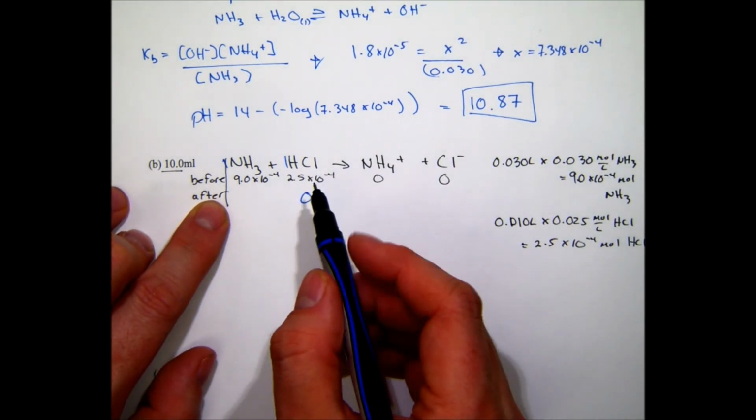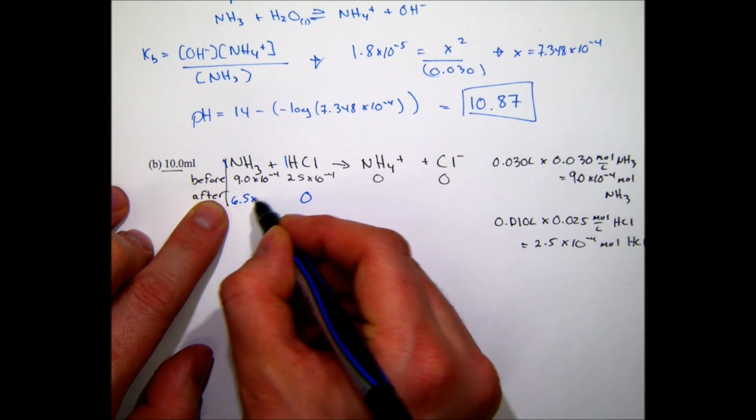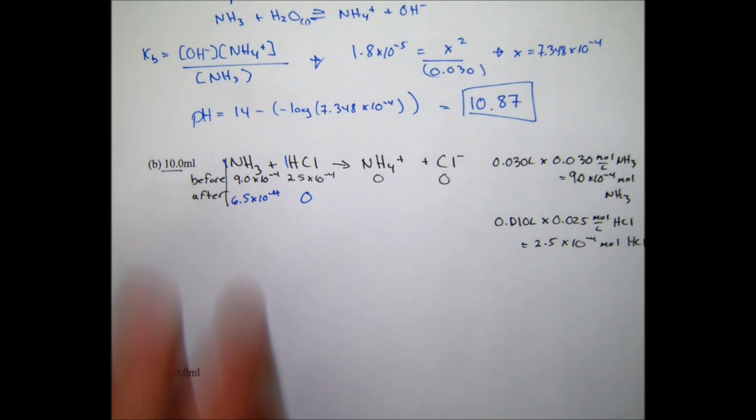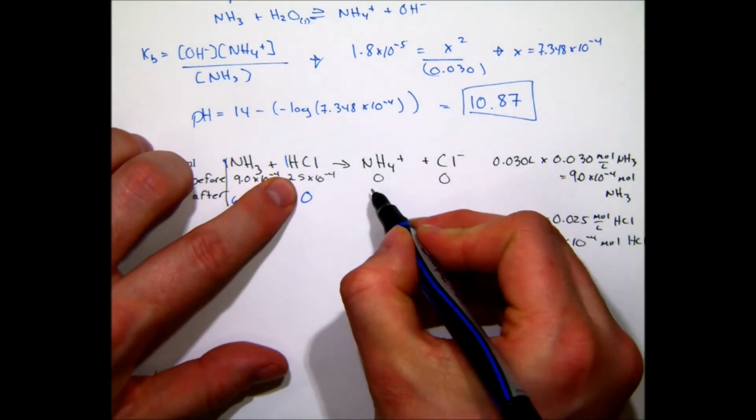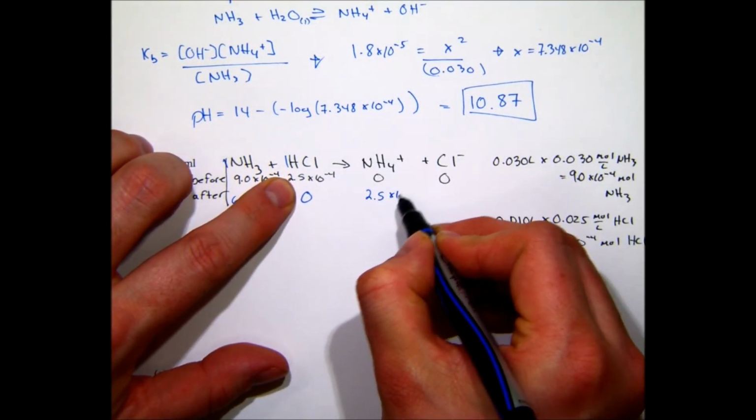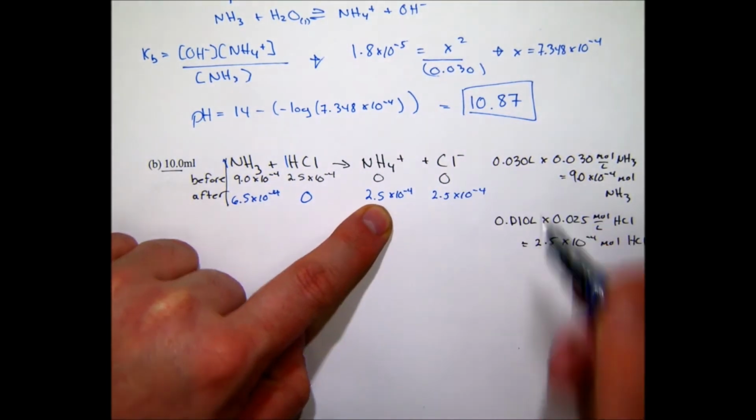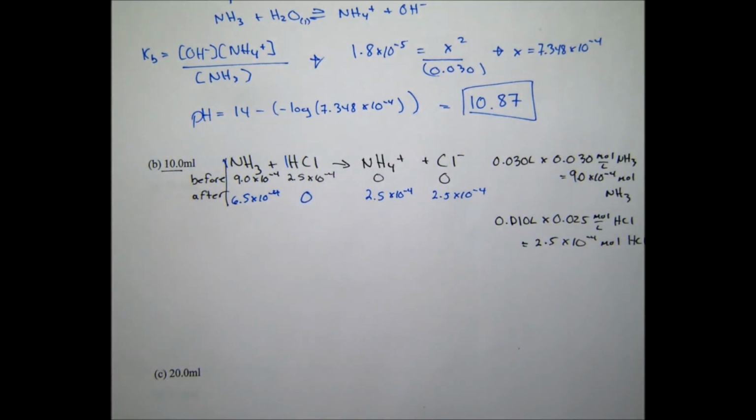So we're going to lose that. So 6.5 times 10 to the negative 4 moles of ammonia would be left. This is going to produce 2.5 times 10 to the negative 4 moles of this, and 2.5 times 10 to the negative 4 moles of the chloride ion. Well, we're now basically in a situation where we can use the Henderson-Hasselbalch equation if we want, because we have a base and the conjugate acid, or we can do it out a different way.